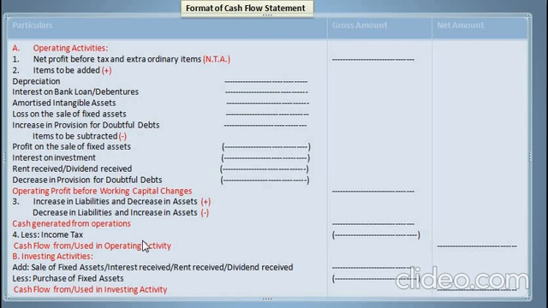Okay. Now see, if your result is positive, you will mention here cash flow from operating activity. And if the result is negative, you will write cash used in operating activity.